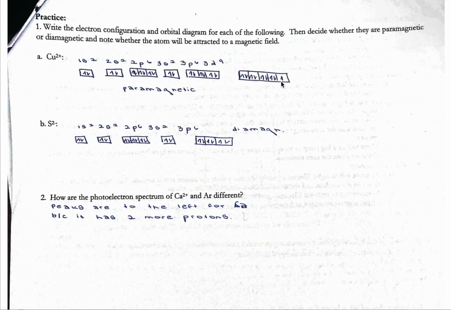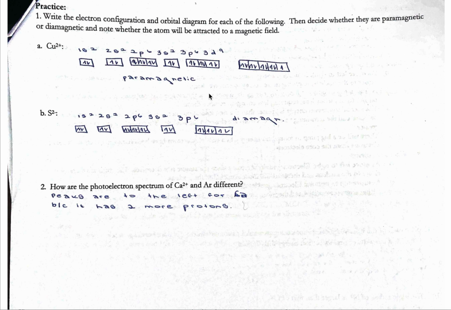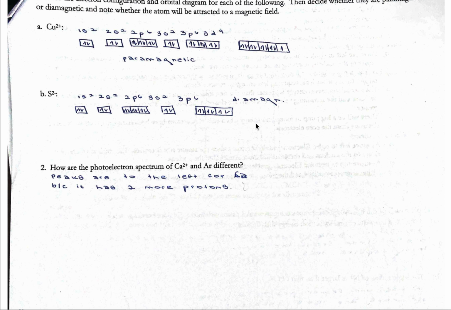It is paramagnetic because it has one unpaired electron. Remember, an element that is paramagnetic will be attracted to any sort of magnetic fields. S2-, since you add 2 electrons, all of the electrons are paired up, so it's going to be diamagnetic.